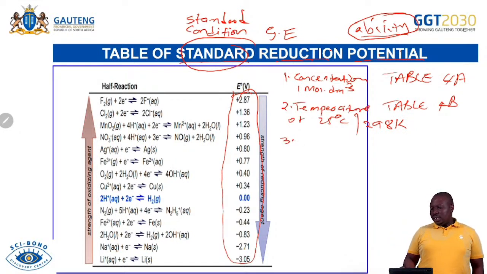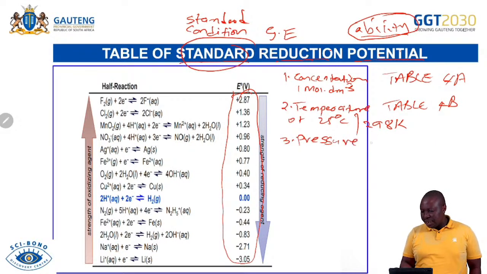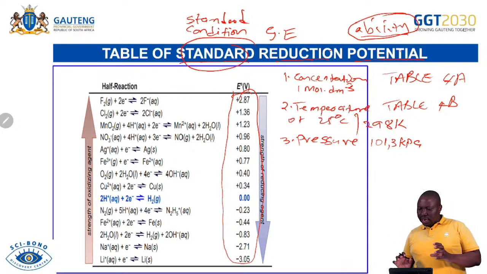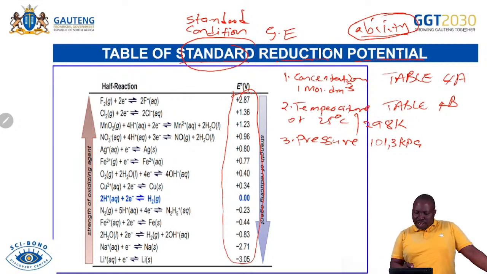Number three is the pressure. Atmospheric pressure. You know, atmospheric pressure is 101.3 kilopascals. So these are three standard conditions, which means these standard reduction potential values, these voltages that you see here, we achieved them under standard conditions. It means the concentration must be 1 mole per cubic decimeter, the temperature must be 25 degrees Celsius, and the pressure must be 101.3 kilopascals.